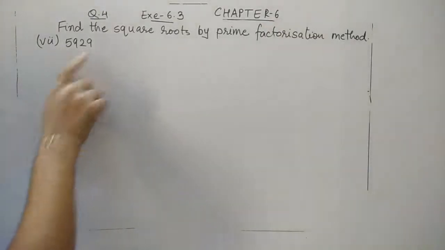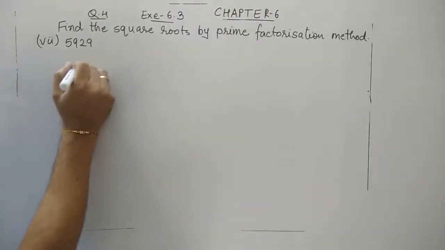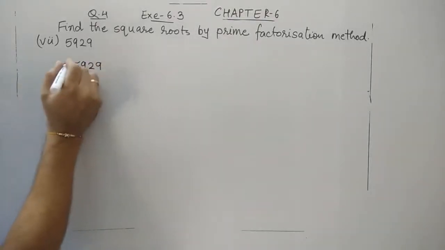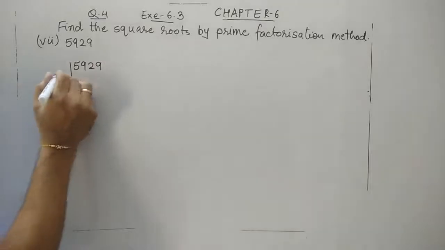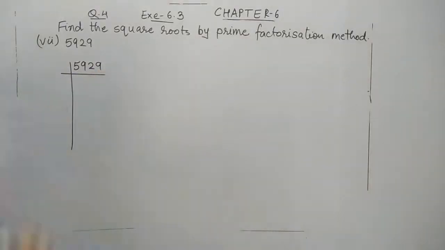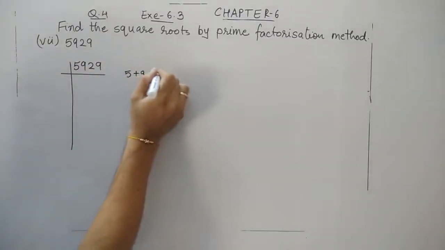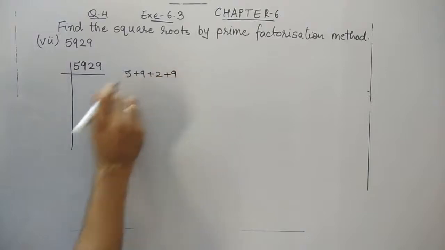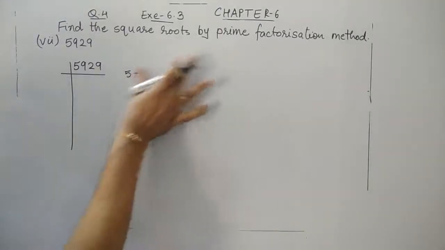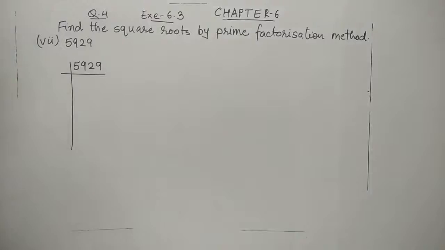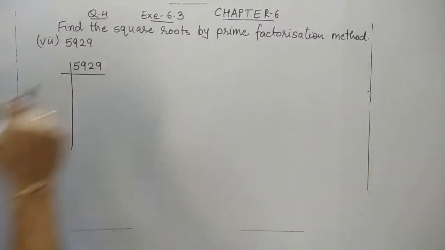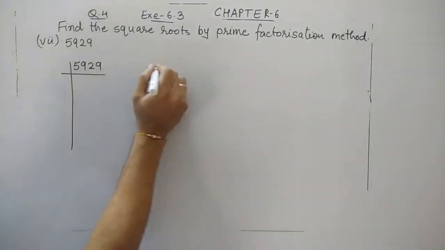The question is 5929. So let's find out the prime factors of this using the prime factorization method. As the unit digit is 9, it's not divisible by 2. So let's try with 3. So it's 5 plus 9 plus 2 plus 9, so 18 plus 7, it's 25. So again it is not divisible by 3. Next prime number is 5. As the unit digit is 9, we can say it is not divisible by 5 also. Let's try with the next prime number.